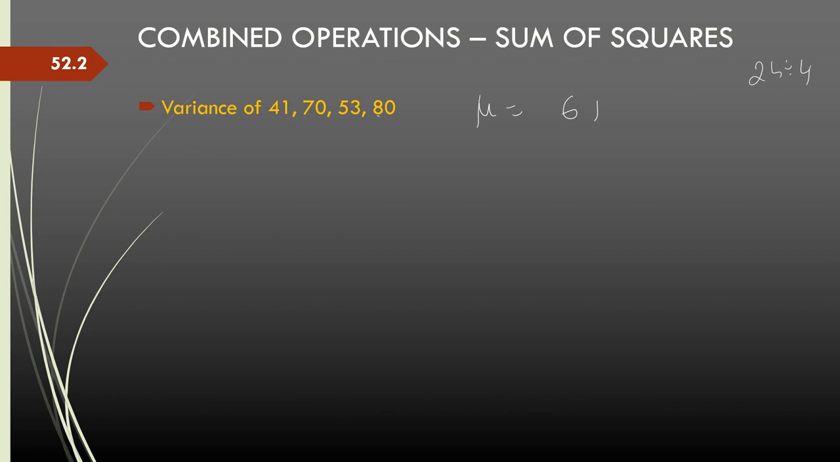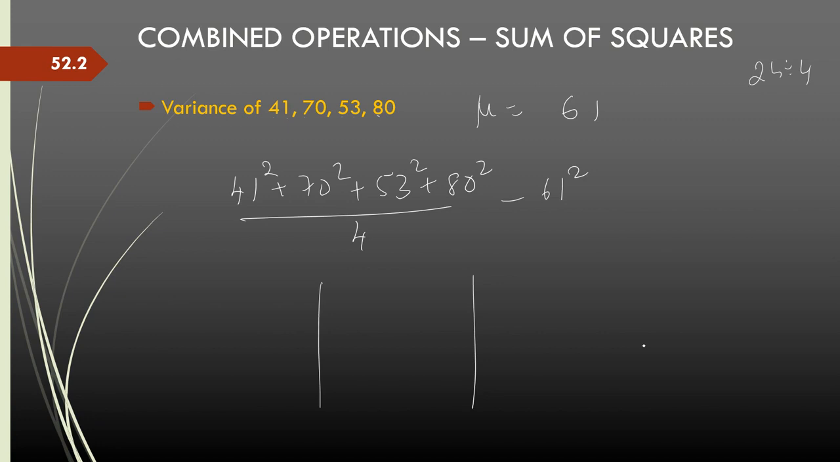Just by looking at the numbers, I should be quickly able to calculate the mean. Now, I have to calculate the sum of the squares of the numbers divided by 4, which is 41 square plus 70 square plus 53 square plus 80 square, by 4, minus 61 square. I can calculate the left side individually using combined operations and then subtract 61 square, but instead I will try to do the entire thing in one go. So, let us go place value by place value. There will be 3 places, and anything after this will be decimals.